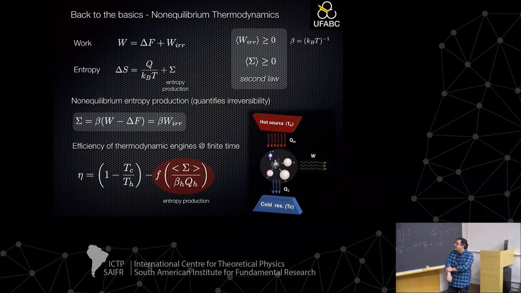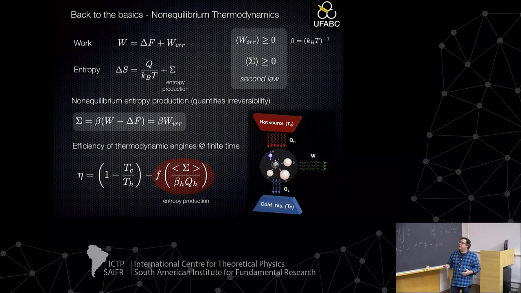So let me go back a little bit to non-equilibrium thermodynamics. When we perform work in a non-equilibrium way, in a finite-time way, over a system, part of the work that we are performing on the system will be irreversible work, actually will be dissipated, right?